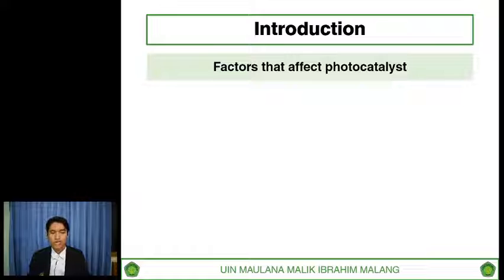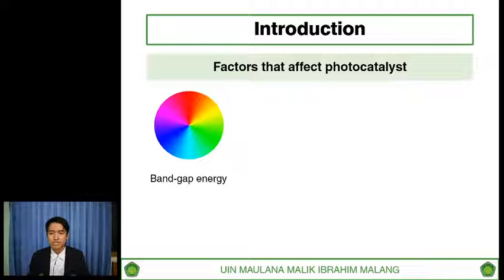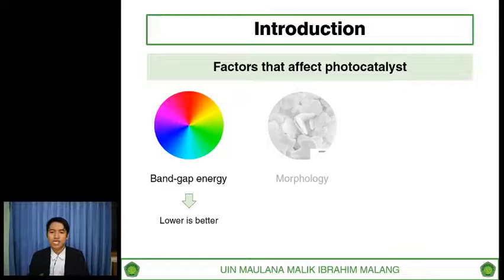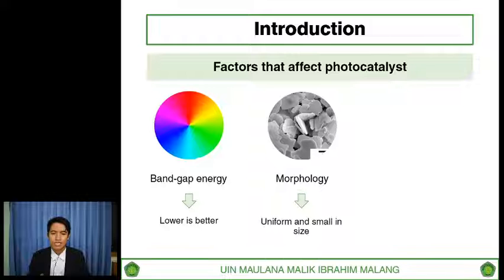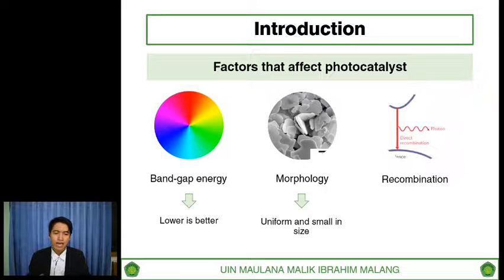So here are the factors that affect photocatalysts. The first one is band gap energy. The lower band gap energy is better. And then the morphology of the photocatalyst. The uniform size and small size particles in the photocatalyst are more preferable. And then the last one is the recombination activity of the photocatalyst, in which the lower the recombination is, the better.